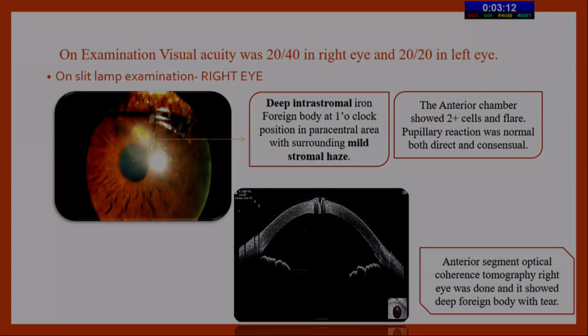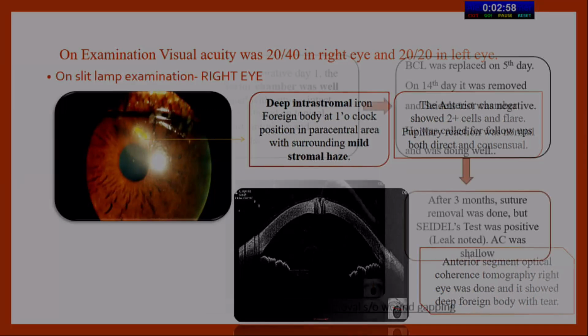Also, the anterior chamber showed 2+ cells and flare. Pupillary reaction was normal in both direct and consensual. Anterior segment OCT was done, which suggested that a deep foreign body was present with a tear.